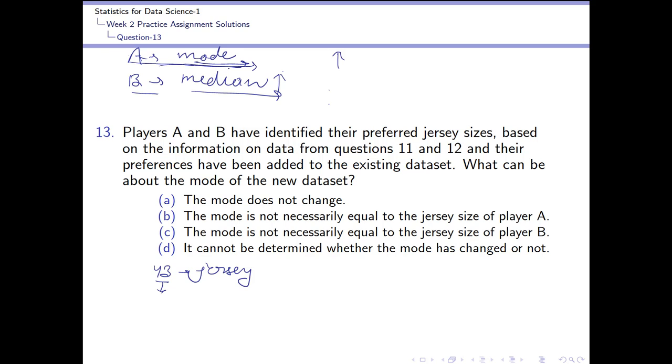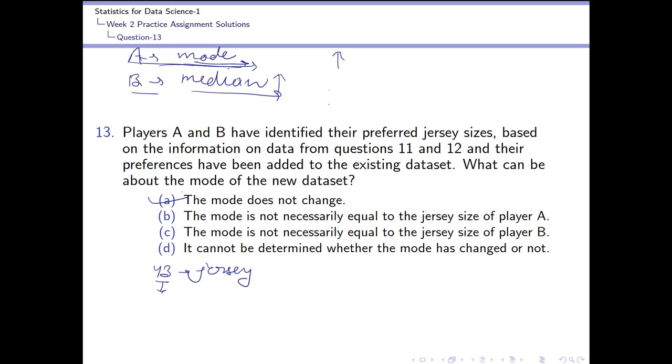the data was given to be unimodal. That is, there was only one mode in the previous data, and when both A and B have added one jersey to that data, the mode will not change. So option A is right, the mode does not change.